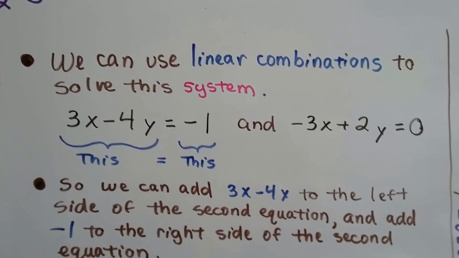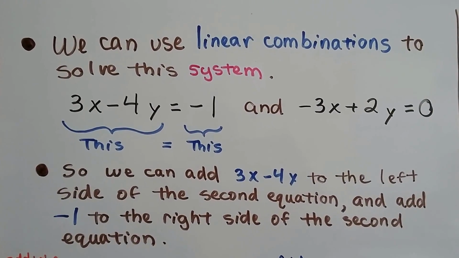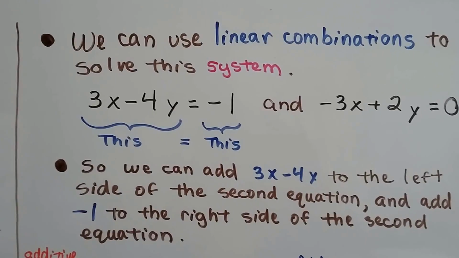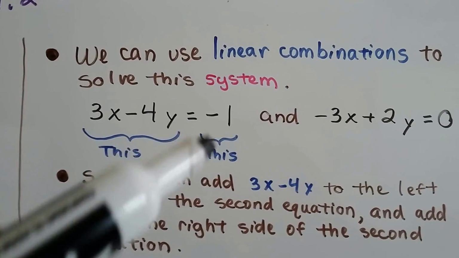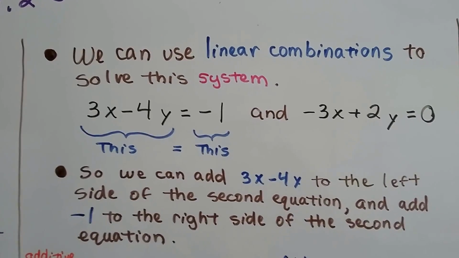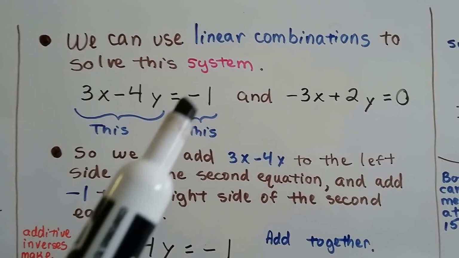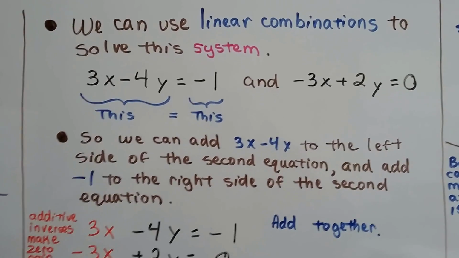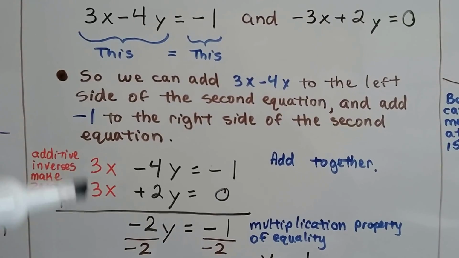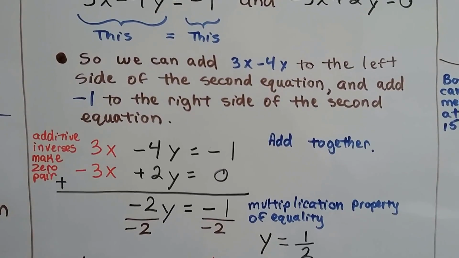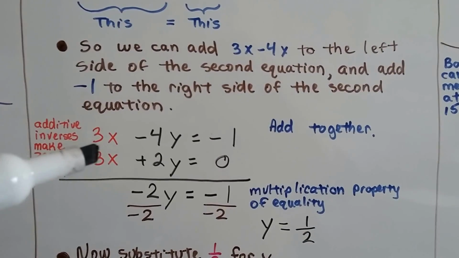We've got 3x minus 4y equals negative 1, and we've got negative 3x plus 2y equals 0. And we can see that the left side of the first equation equals the right side of the first equation, right? It's balanced. So we can add this 3x minus 4y to the left side of this equation and the negative 1 to this side of the equation. And this positive 3x and this negative 3x right here, when we stack them, that's the easiest way to do this, we can see that they're additive inverses and they're going to create a zero pair. We're going to eliminate this x.